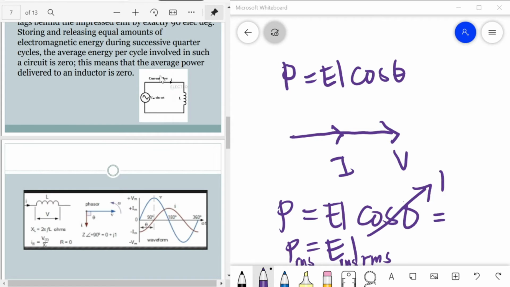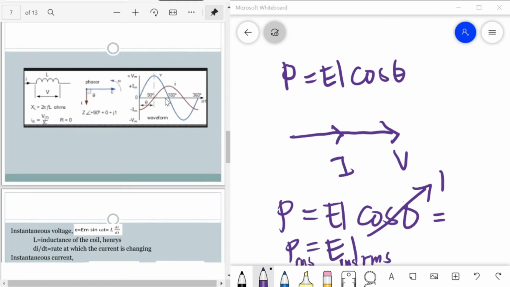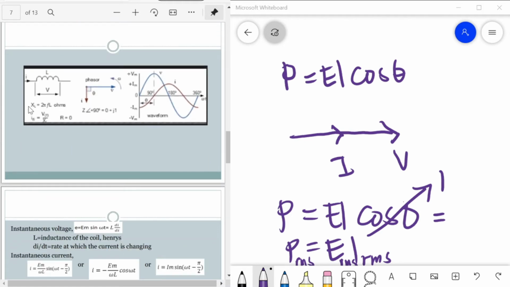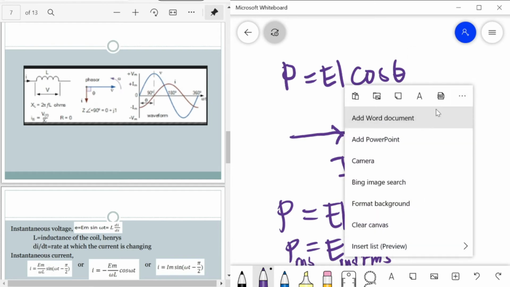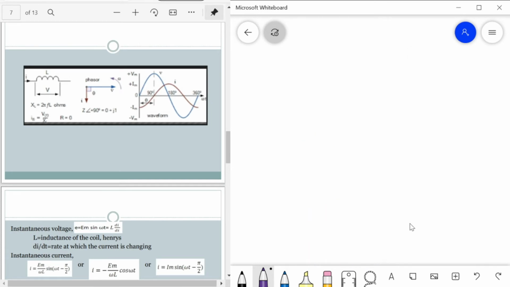So this is the circuit diagram. We have an inductor here, L, and there is a current flowing. Our source voltage is equal to Em sine omega t. So our XL, or the inductive reactance, is equal to omega L, where omega is 2 pi f multiplied by the inductance.